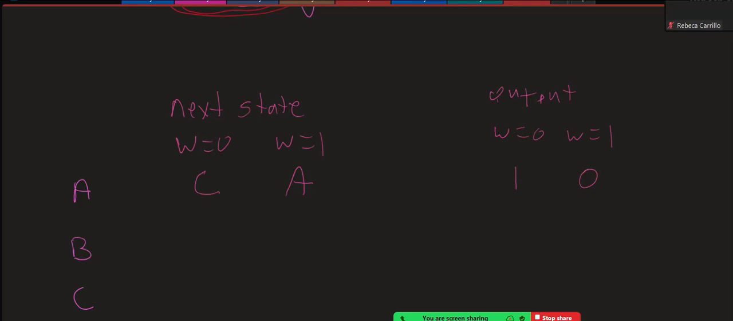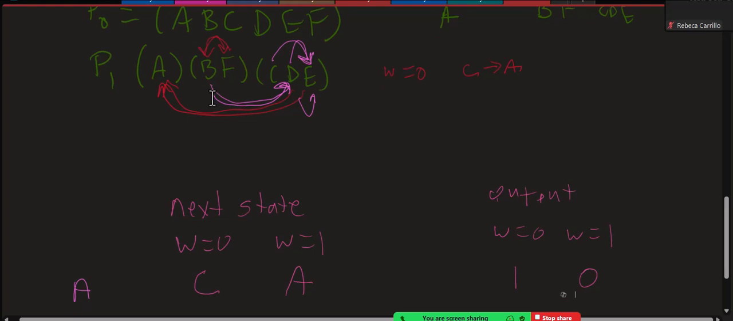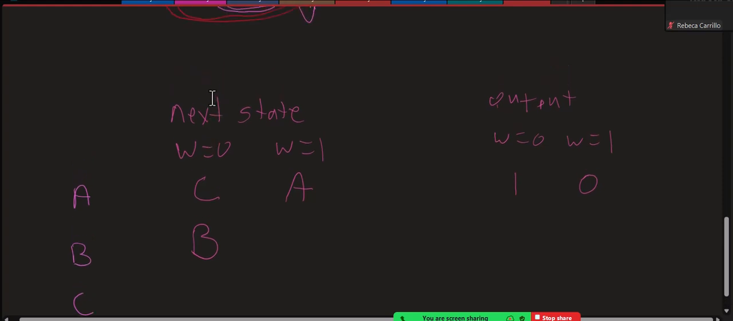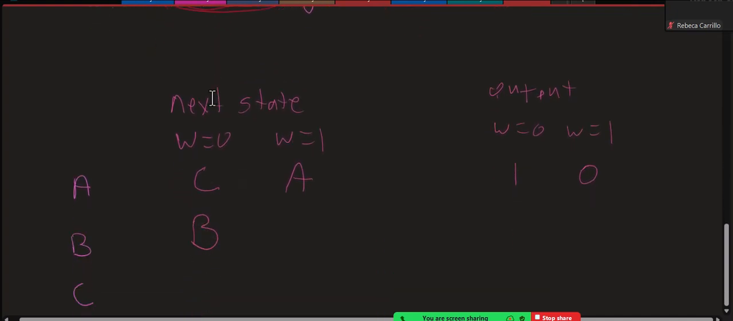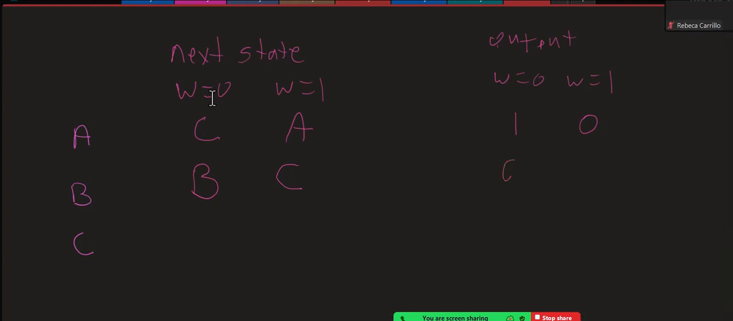For B, it says F, but F is not one of my states anymore. F was in the same group as B, so this will be B. And when W equals 1, it was D. D is also not a state anymore. D is in the same group as C, so that would be C. And my output for B is 0, 1.